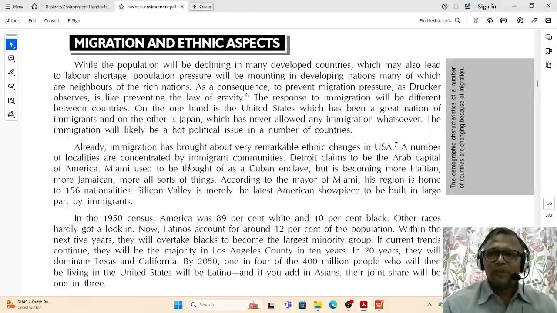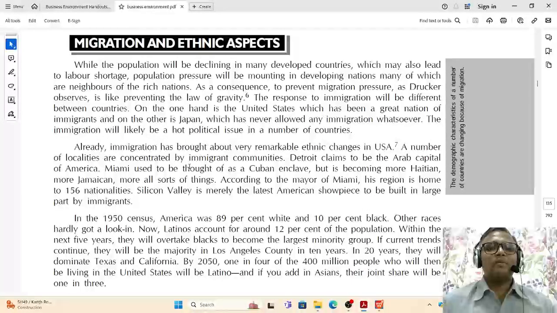The response of immigration whatsoever, immigration is likely to be the hot political issue in a number of countries. Already, immigration has brought about very remarkable ethnic changes in the USA. A number of localities are concentrated by the immigrant communities.